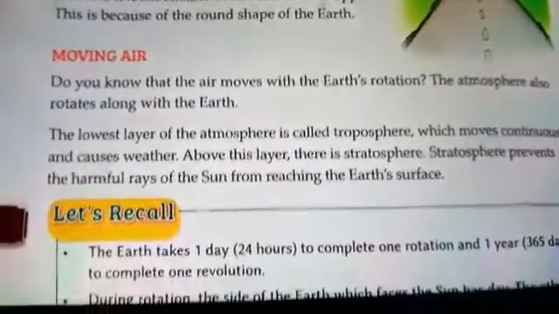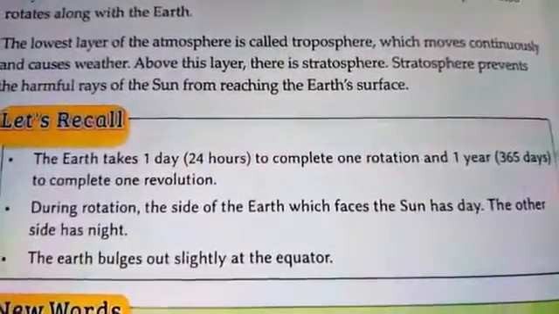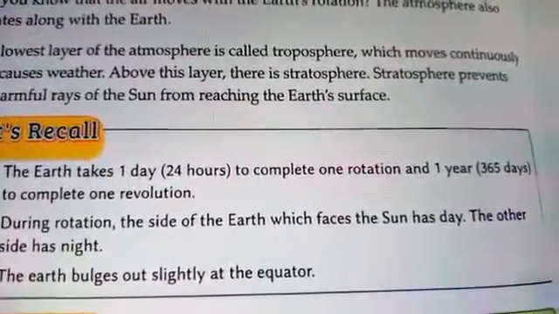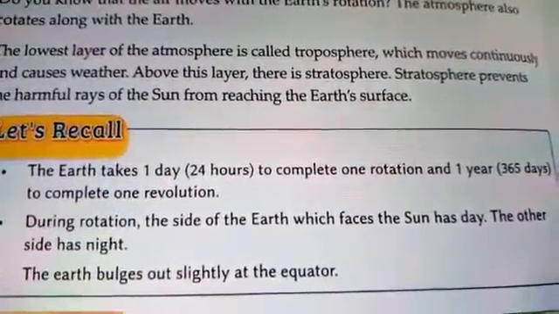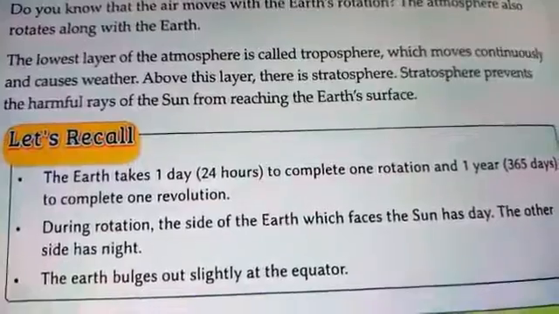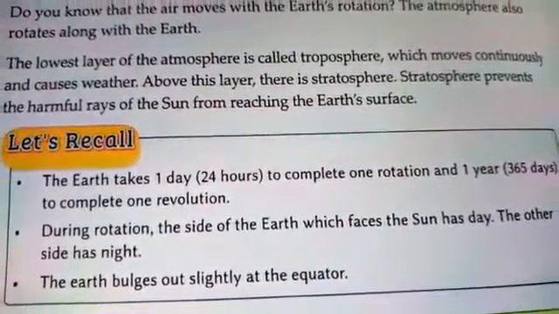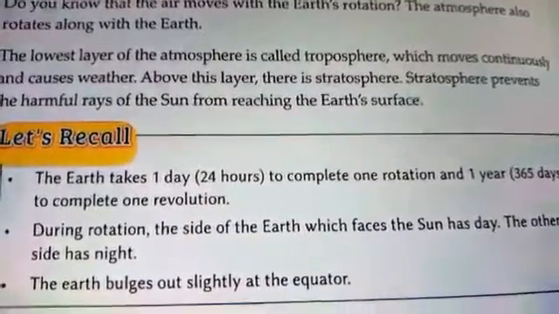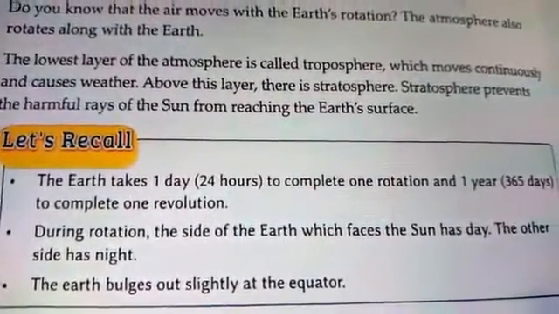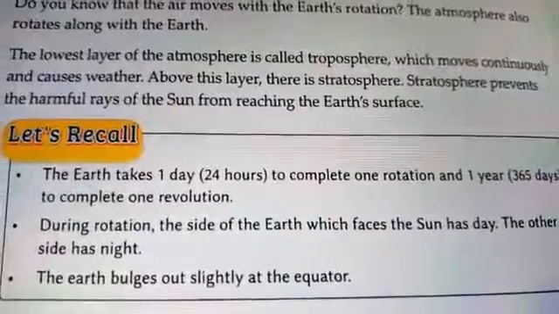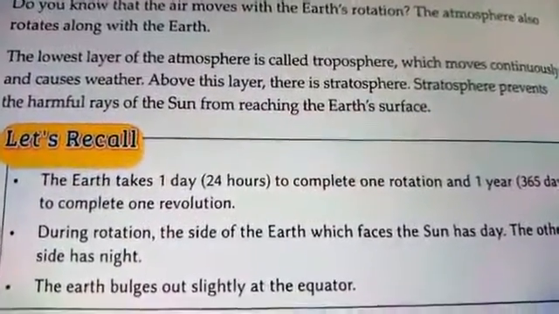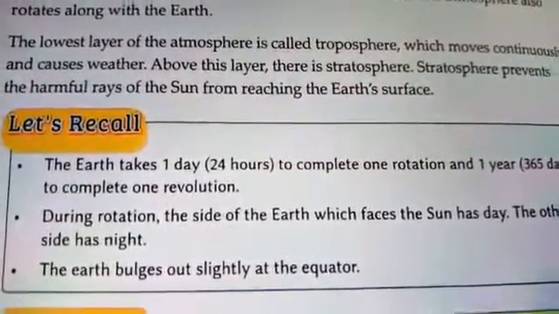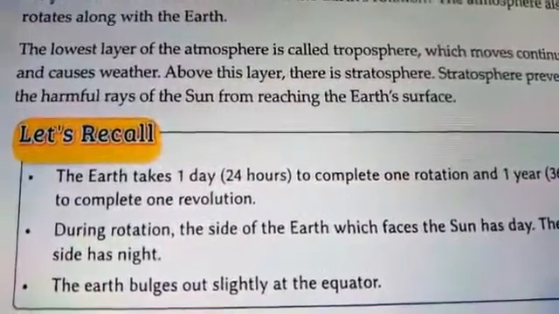So students, what we studied in this lesson: the earth takes one day, that is 24 hours, to complete one rotation, and 1 year, that is 365 days, to complete one revolution. Second, during rotation, the side of the earth which faces the sun has day, whereas the other side that doesn't face it has night. The earth bulges out slightly at the equator.